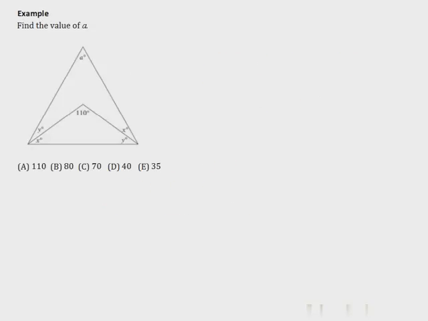Find the value of A. Okay, this figure has two triangles in it. The inner triangle consists of 110, x and y. And what are the angles of the outer triangle? Let me name the triangles: A, B, C, D. So the angles of triangle BCD are quite clear. Triangle BCD has angles B, D and C.